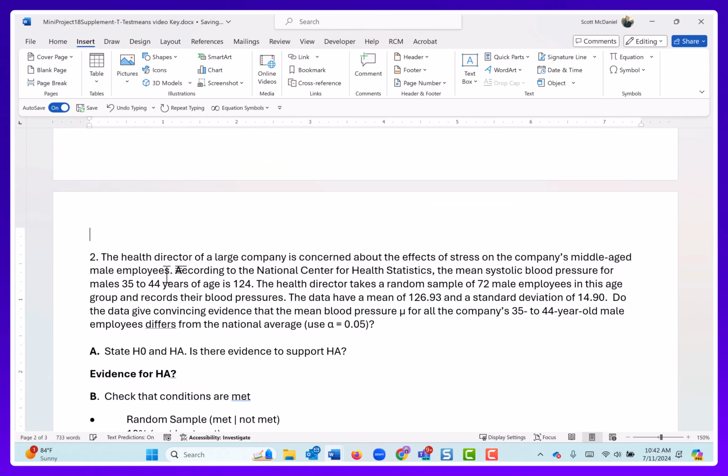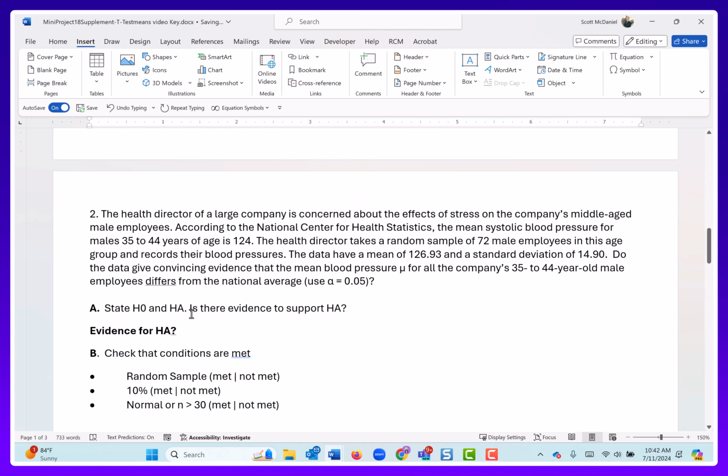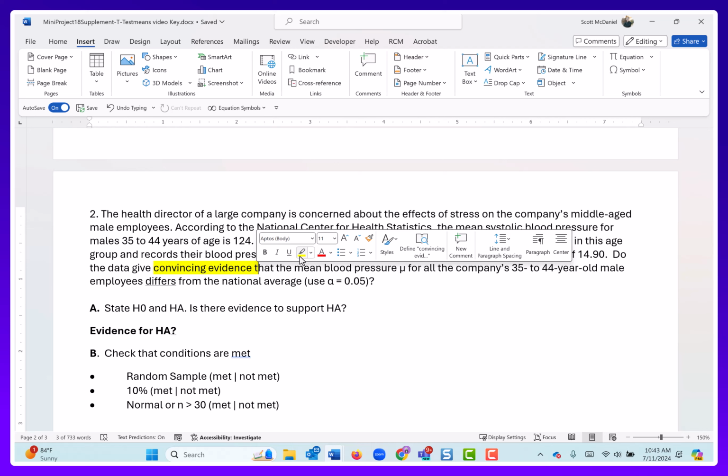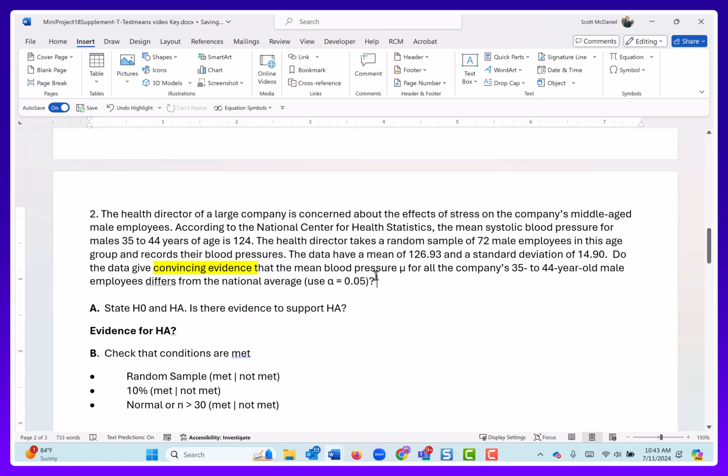Okay, number 2. The health director of a large company is concerned about the effects of stress on the company's middle-aged male employees. According to the National Center for Health Statistics, the mean systolic blood pressure for males 35 to 44 years of age is 124. The health director takes a random sample of 72 male employees in this age group and records their blood pressure. The data have a mean of 126.93 and a standard deviation of 14.9. Do the data give convincing evidence? This is sort of our word here, right? Convincing evidence that the mean blood pressure for all the employees in that age group differs from the national average, and we're using a 0.05 level of significance.